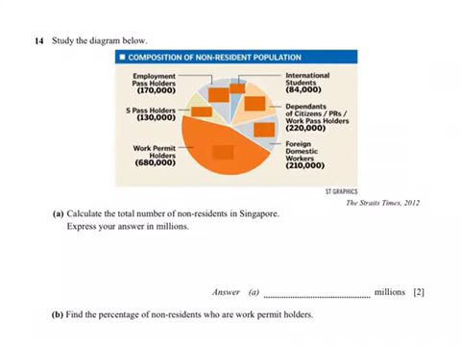Okay, so for the non-residents, it's just a matter of interpreting the data correctly. So you just take note, study the diagram properly. Make sure you study the diagram properly. Number of non-residents. So all these are actually non-residents. So you just need to total them up and make sure you write your answer in millions.